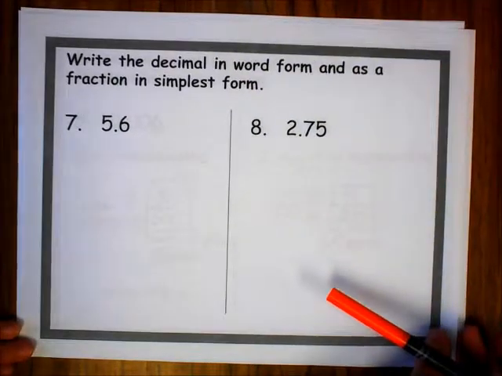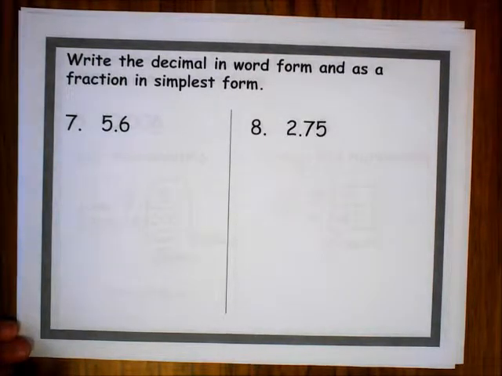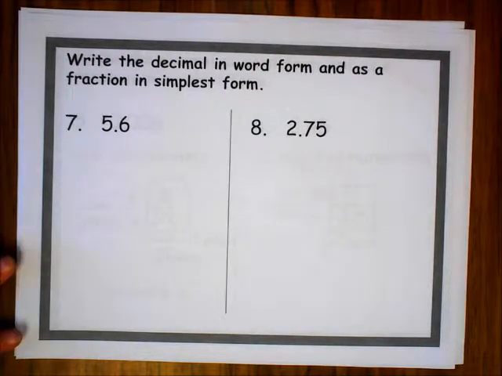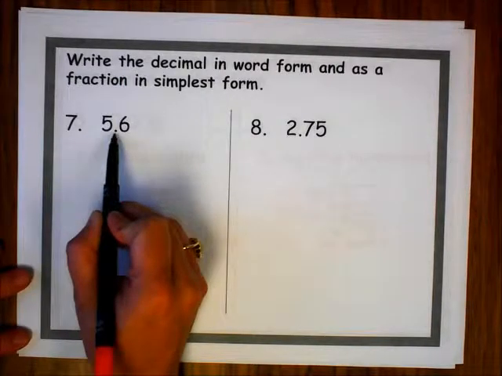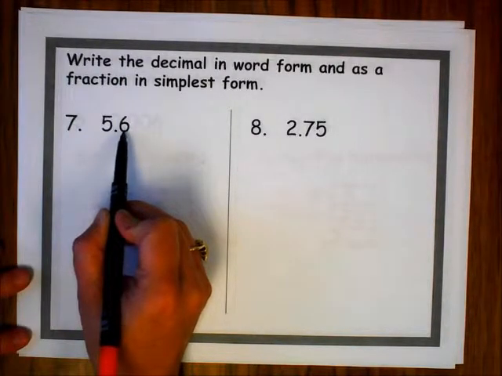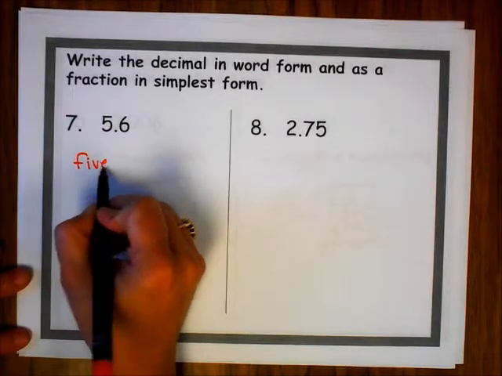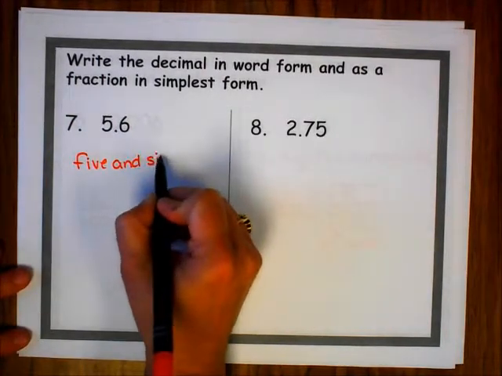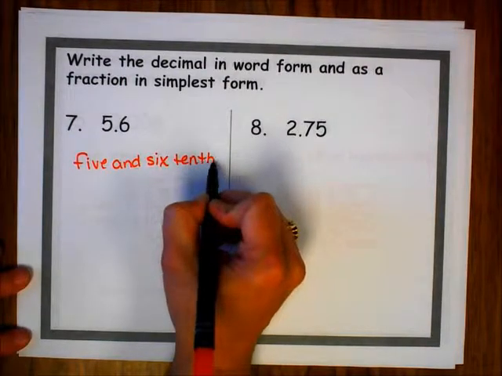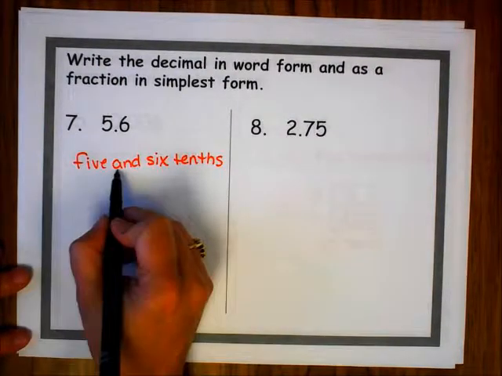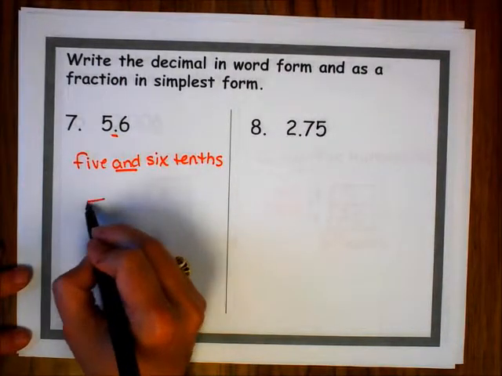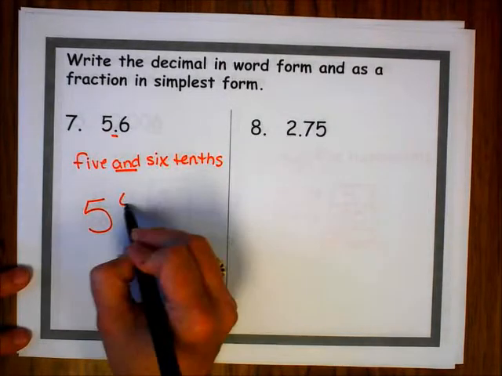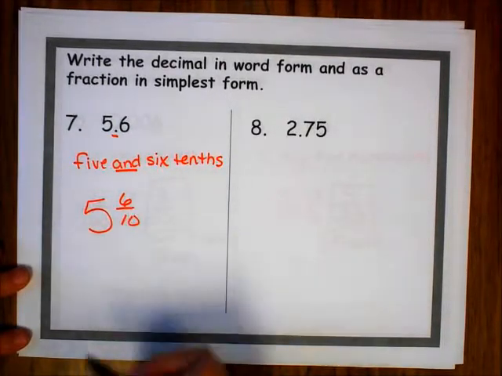2 more examples. Notice on number 7 and number 8, I have whole numbers in front of the decimal. So don't forget to include those. So number 7, the correct way to say number 7 is 5 and 6/10. So let's write it in words. 5 and 6/10. So since I have an and a decimal, I know that I'm going to have a mixed number. So 5 is my whole number. 6/10 is going to be 6/10.